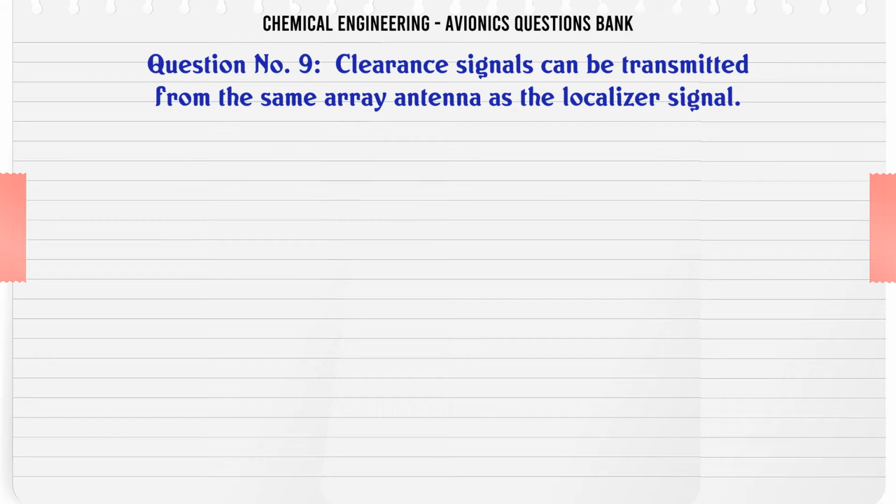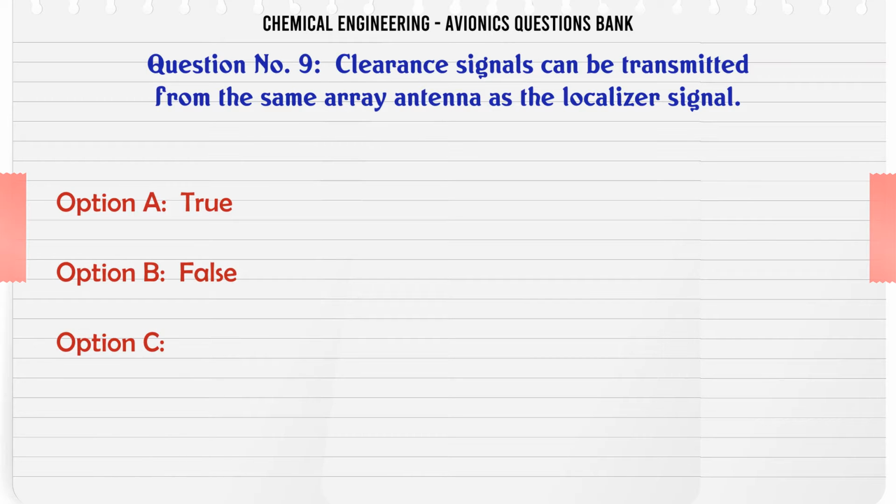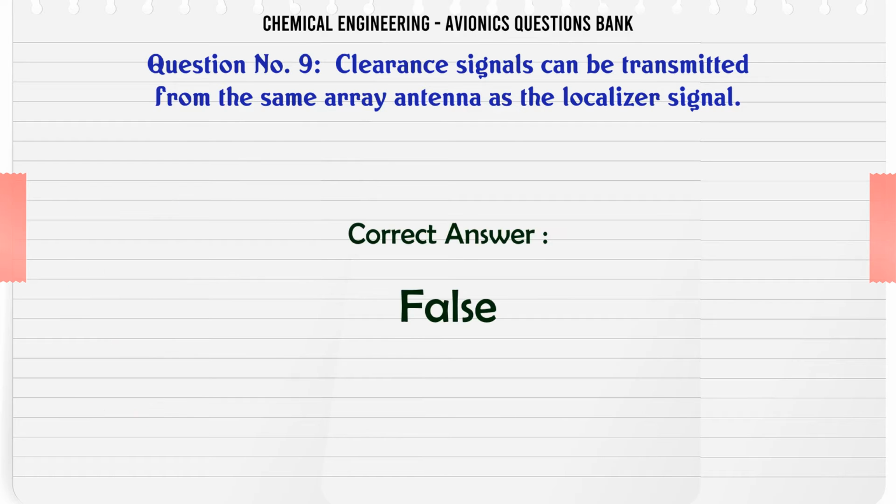Clearance signals can be transmitted from the same array antenna as the localizer signal. A. True. B. False. The correct answer is false.